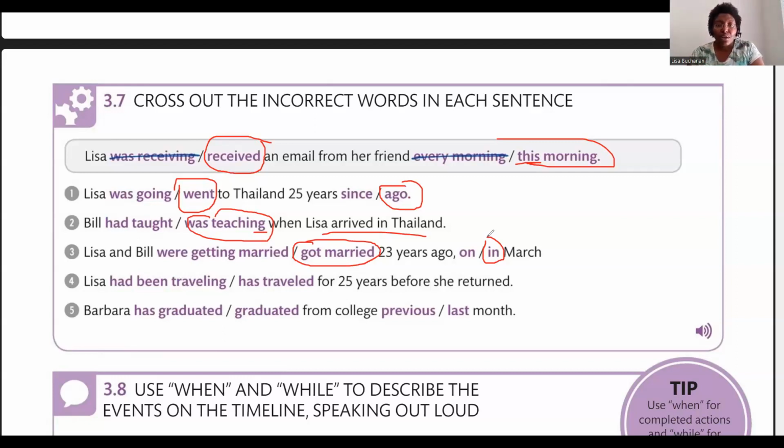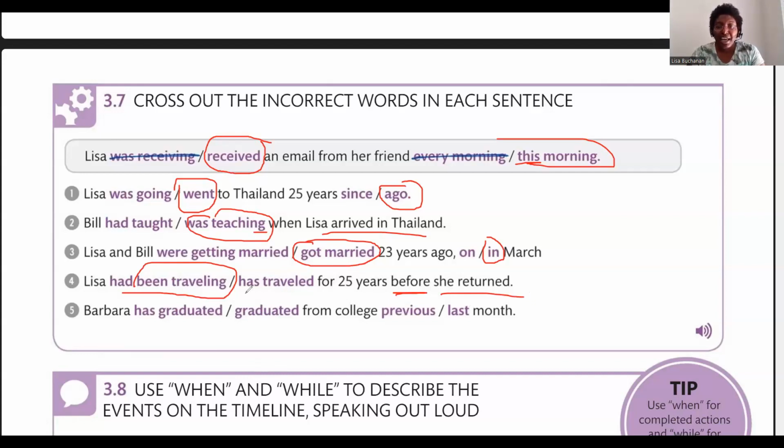Number 4, Lisa had been traveling, or Lisa has traveled for 25 years before she returned. Here, had been traveling is correct because we have one action that happened in the past, and then something else happened, because we have this word before she returned. So something was going on in the past, and then something else happened. One thing happened before another. So we have to say had been traveling.